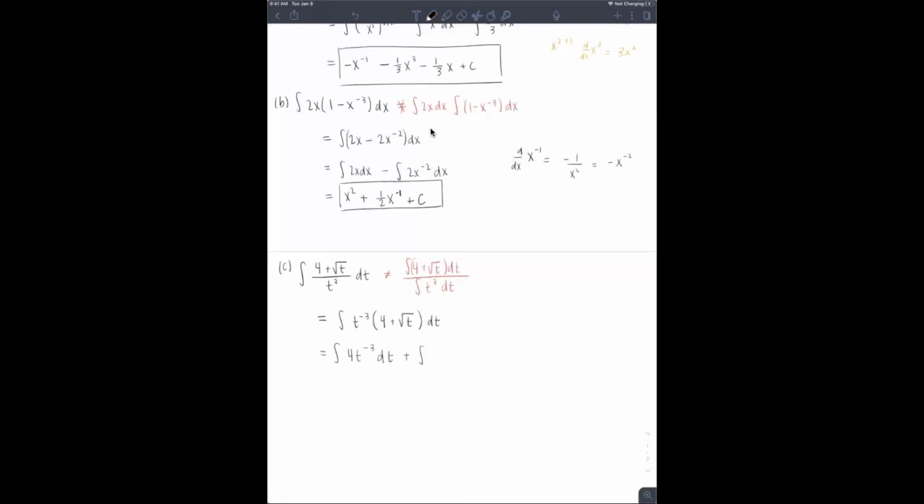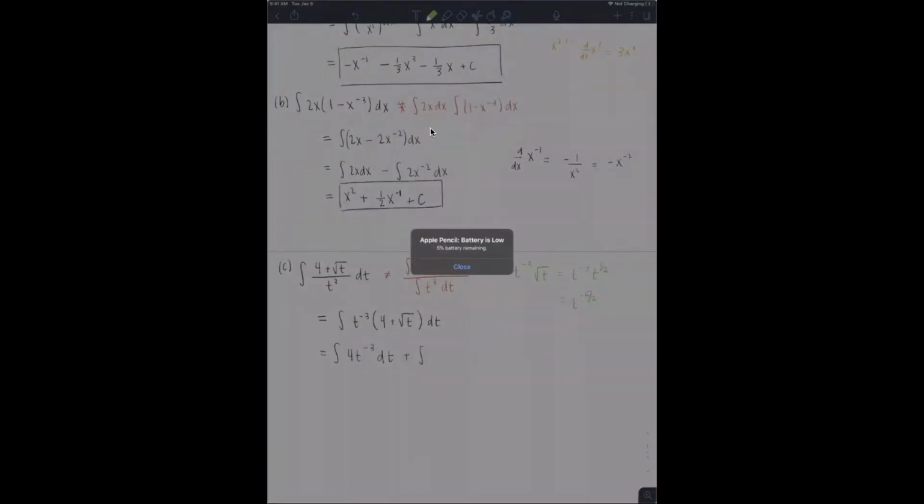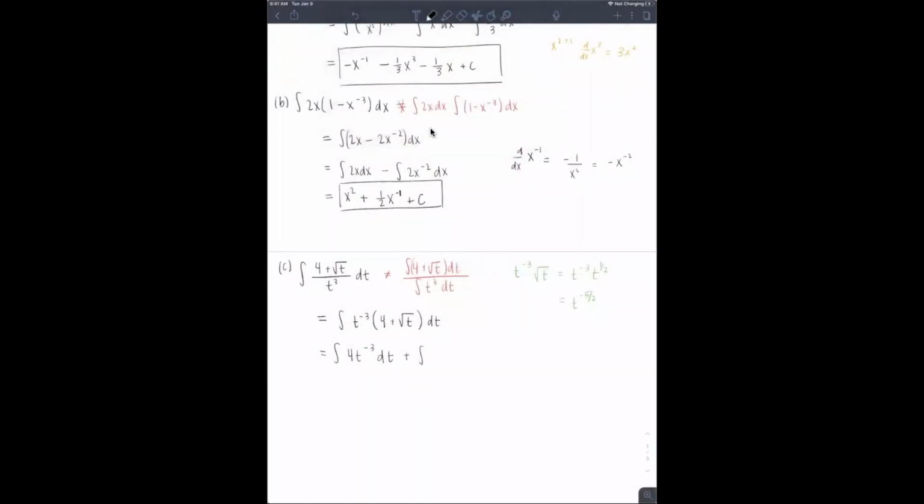This is, so off on the side, I'll do this. So t to the -3 times the square root of t. What power can I put on that square root or change that square root to? Yeah, 1/2. And then what am I going to do with these exponents? Am I going to add them or multiply them? Yeah, you're going to add, and so you're actually going to get t to the -5/2. Oh, uh-oh, that's not good. Okay, and then so here we get t to the -5/2 dt.